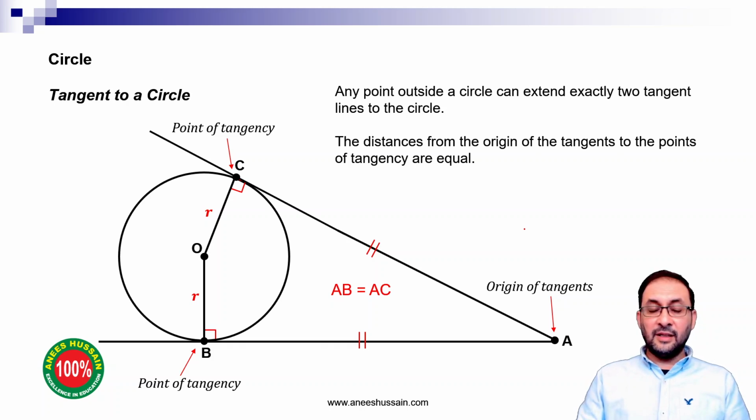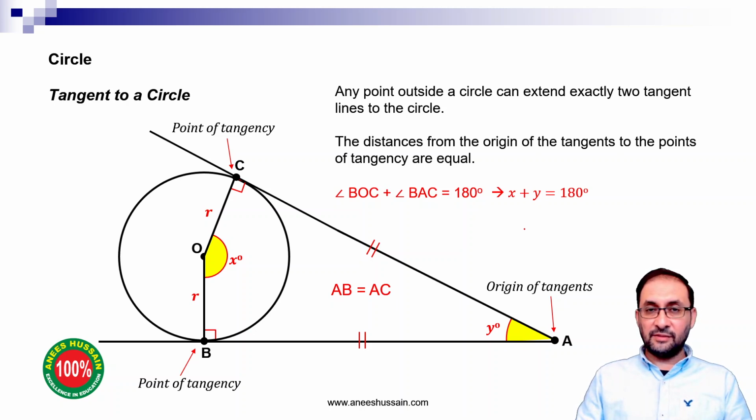The third thing is that this figure that we've seen inside, figure ABOC, is in the shape of a kite, which is a quadrilateral. And the sum of angles inside a quadrilateral is always 360 degrees. Now we know that angles B and C are 90 and 90. 90 plus 90 adds up to 180, which means that the other two angles should also add up to 180. So the angle BOC and the angle BAC should add up to 180 degrees. In this case, x plus y should be equal to 180 degrees.